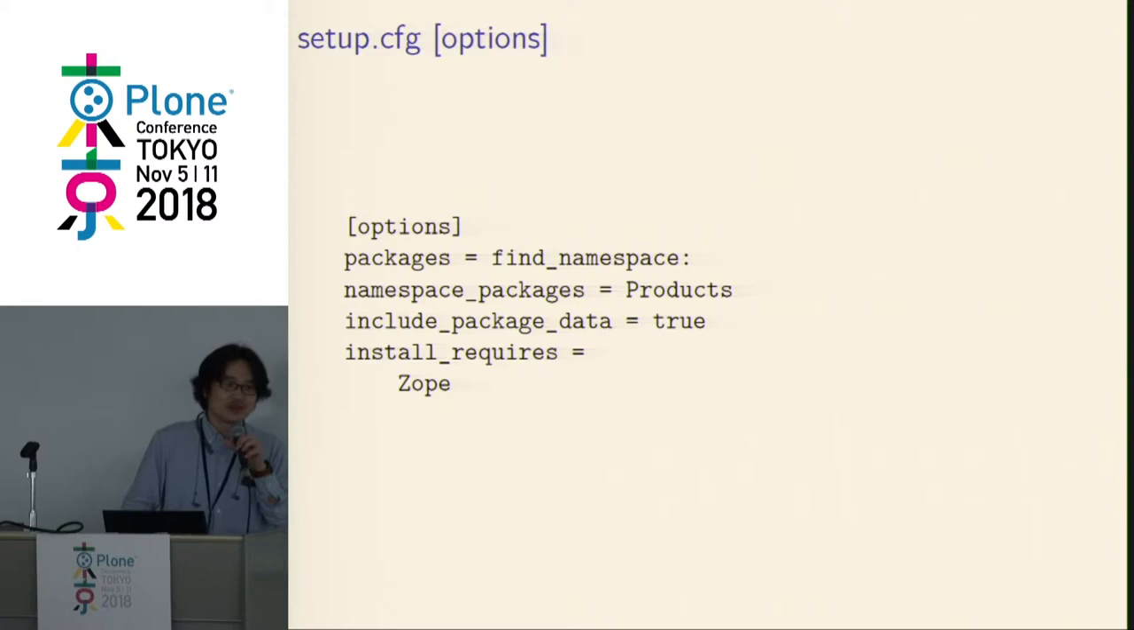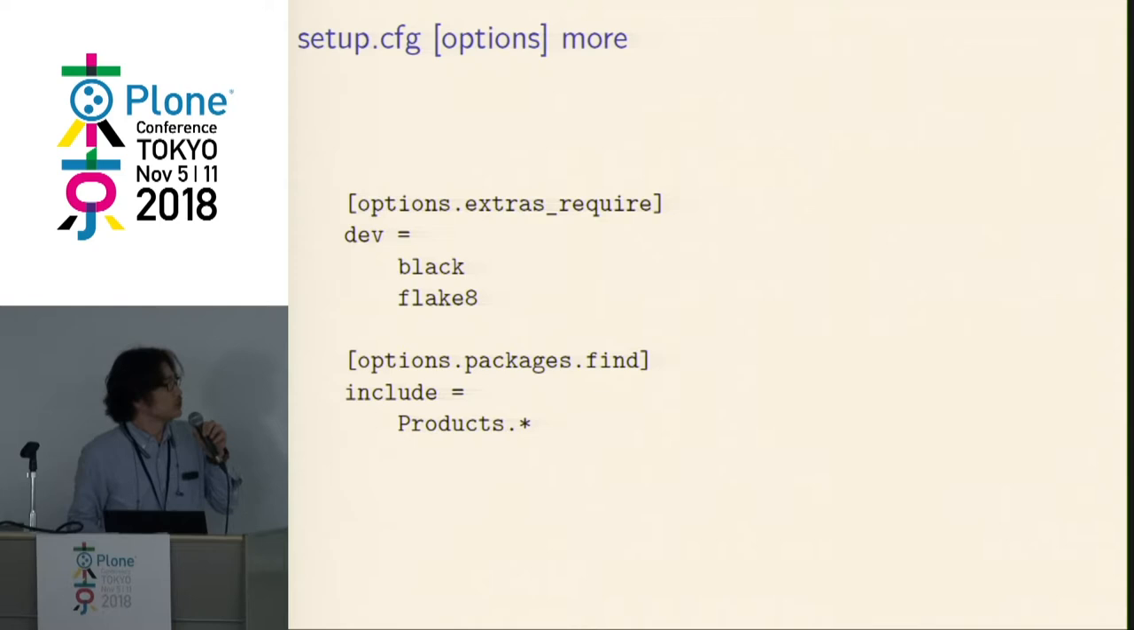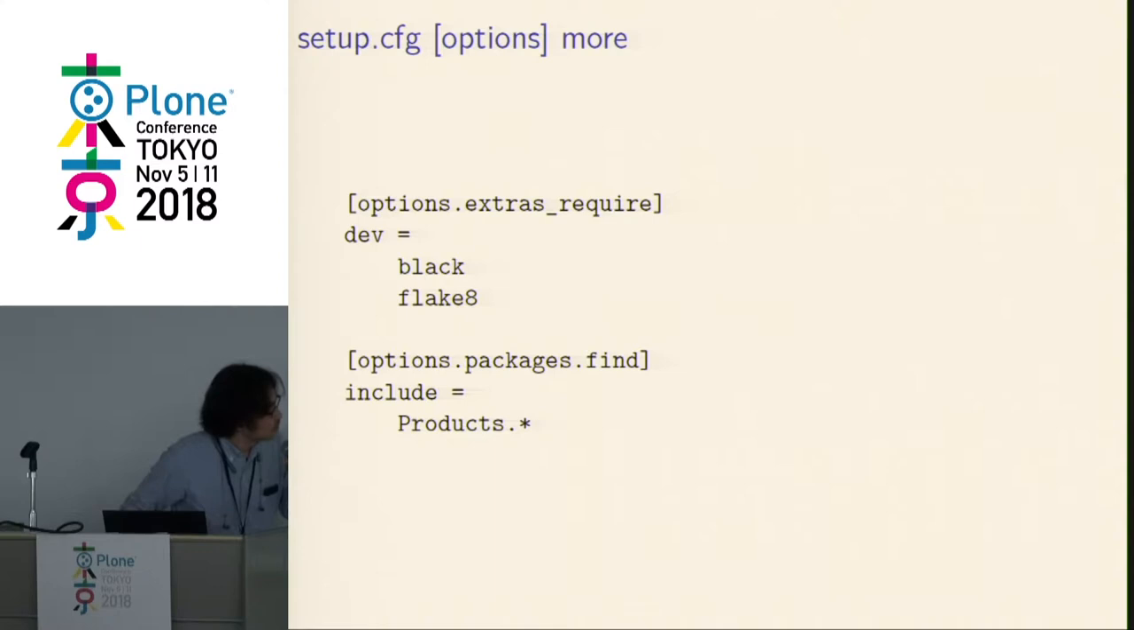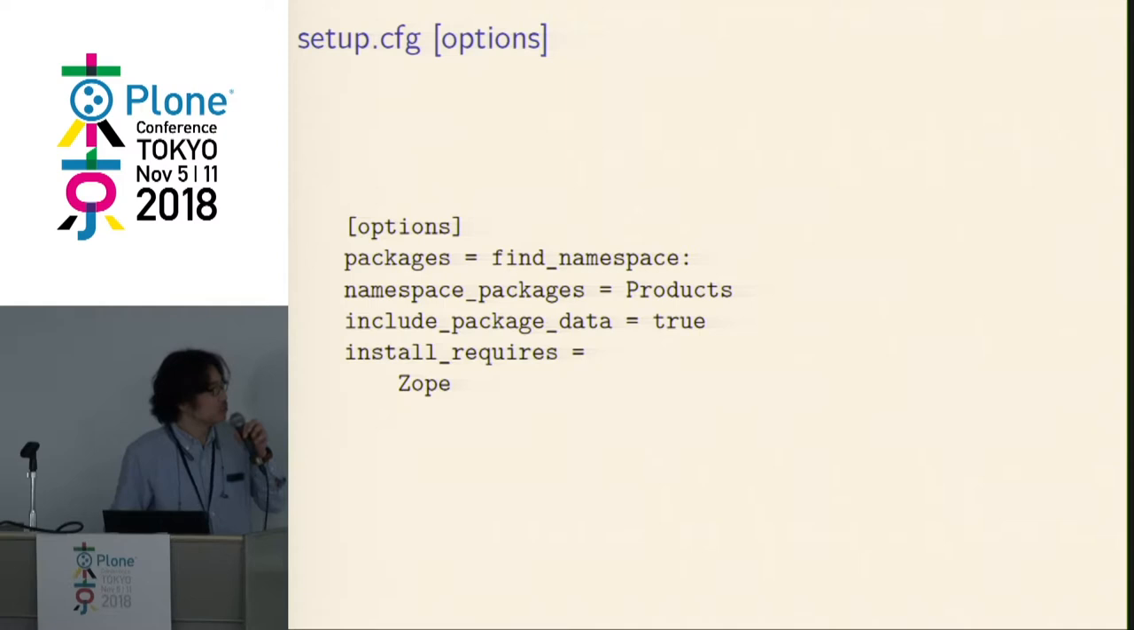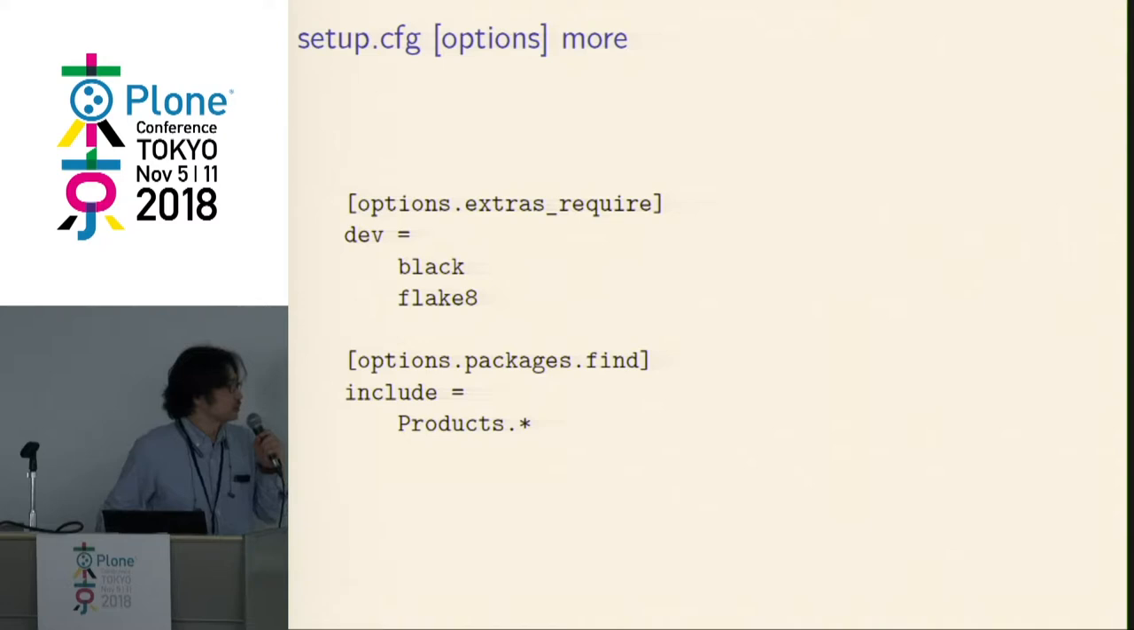A Zope application has page templates, assets, and JavaScript because include_package_data is true, and we use Zope. The install_requires is only Zope. And more development tools: Black formatter, Flake8 linter. And packages find is find_namespace directives options. We include packages under the Products namespace.